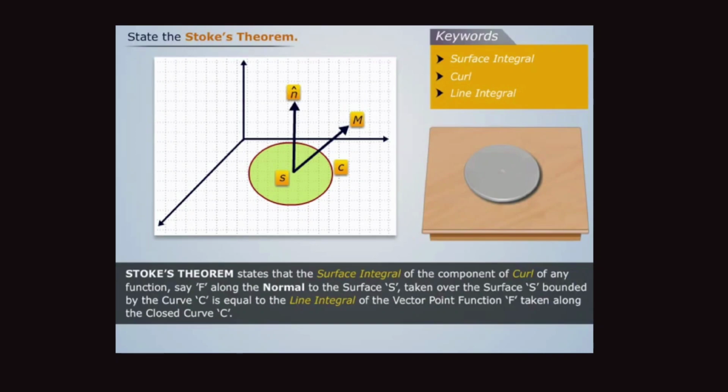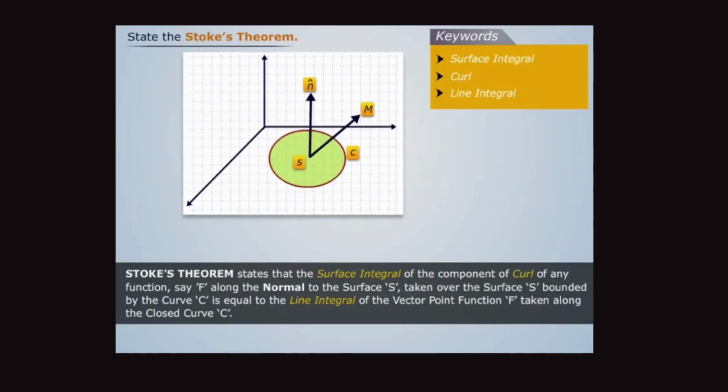Thus, the surface integral of the curl of function m along the normal vector n cap will be, and the line integral of the function m along the closed curve C will be. Now, according to Stokes' theorem, both these expressions will be equal.